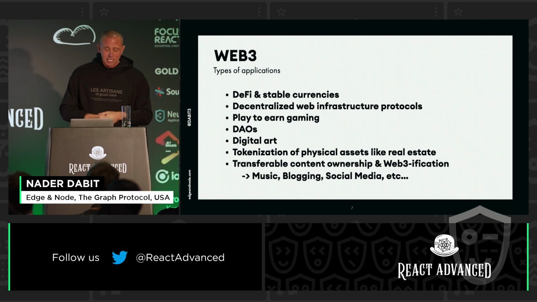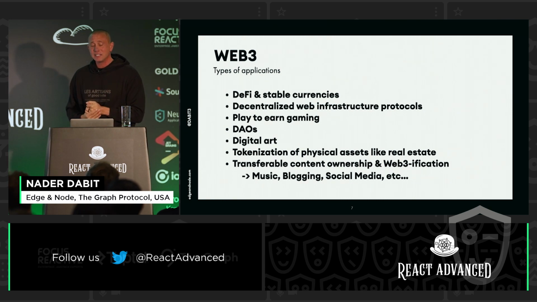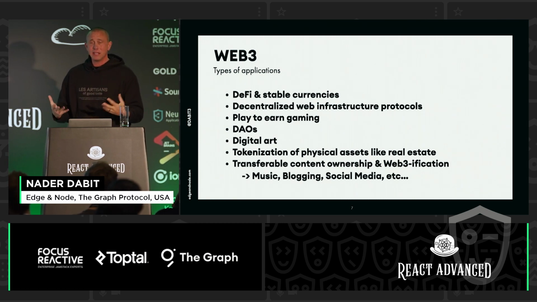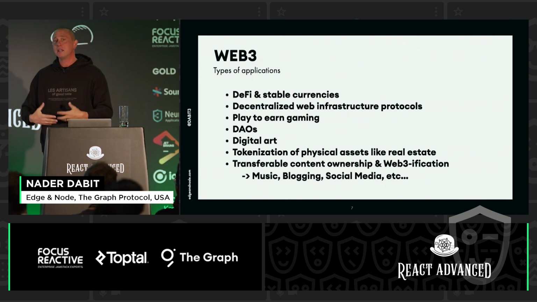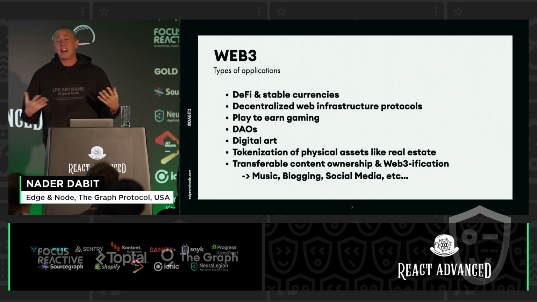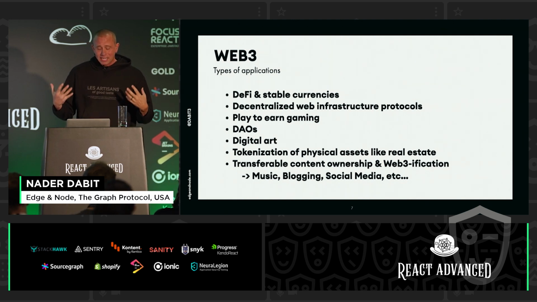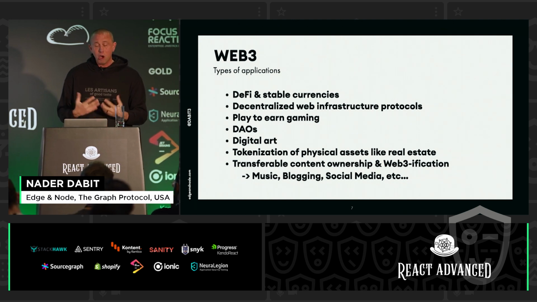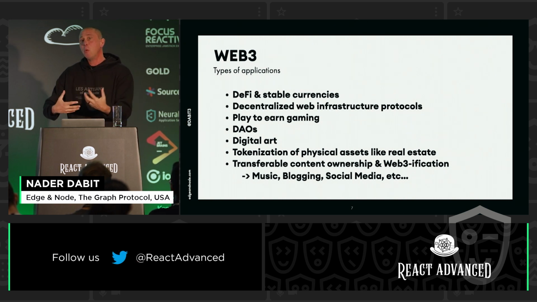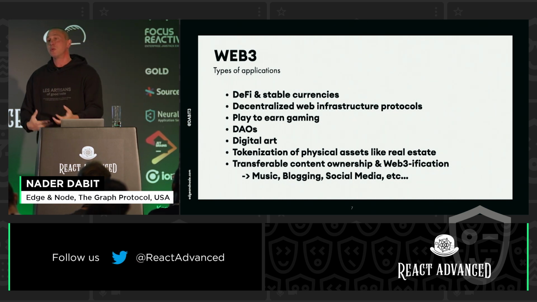Decentralized autonomous organizations, digital art, tokenizations of physical assets like real estate, kind of opening the market for more people to participate, lowering the barrier to entry for people to buy into financial markets that they were priced out of in the past. And I think this idea of transferable content ownership, applying Web3ification to Web2, is really interesting.